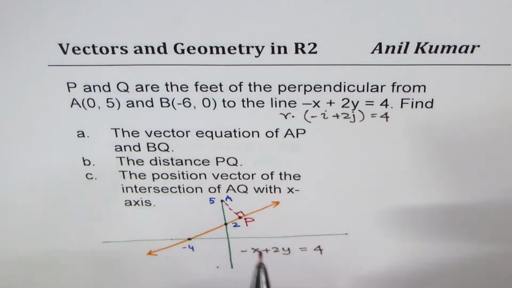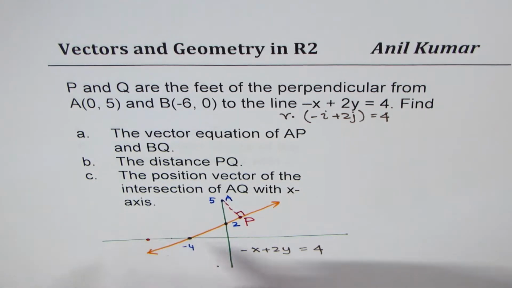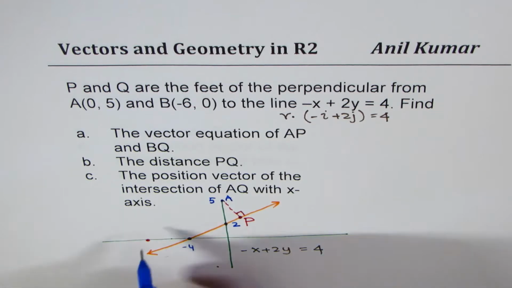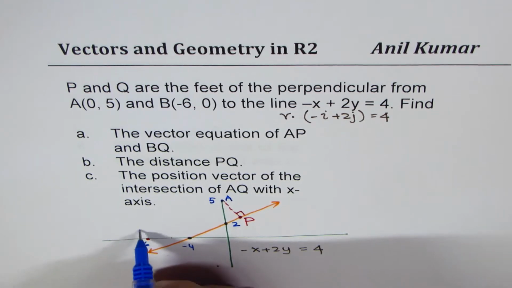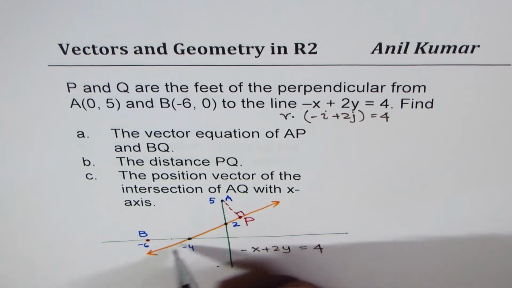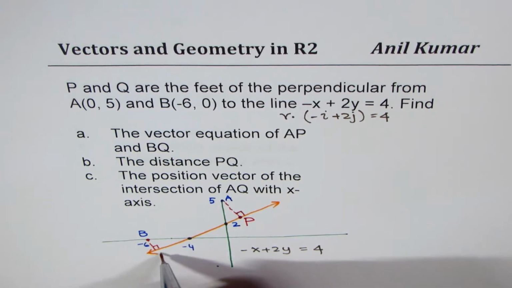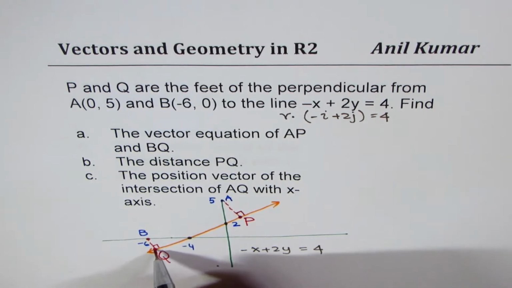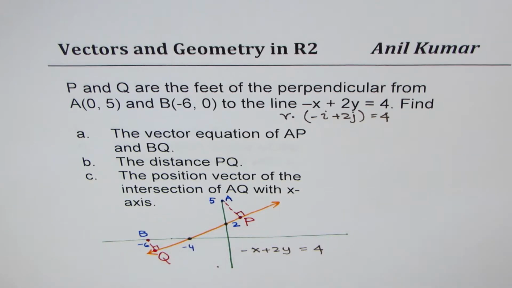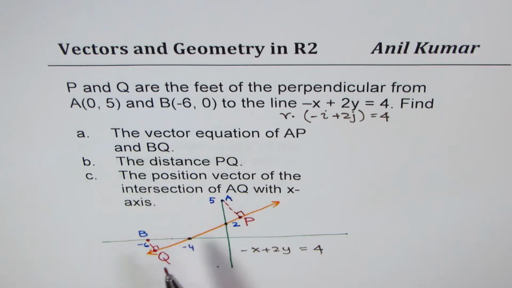And B is (-6, 0). So let's say B is somewhere here, at -6. Again, a perpendicular from here to the same line. We get a point Q on the line. Perfect, so that's our line. This is the scenario. We need to find the vector equation of AP and BQ.